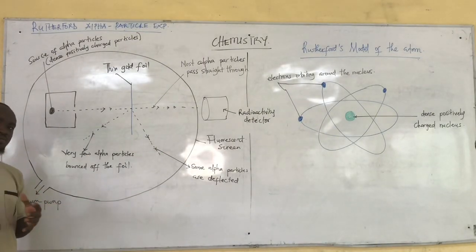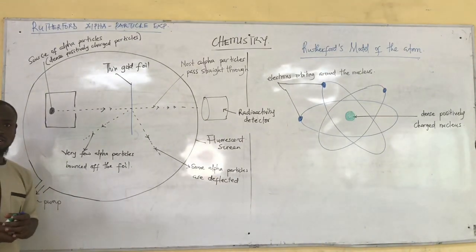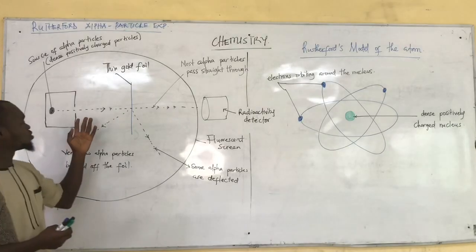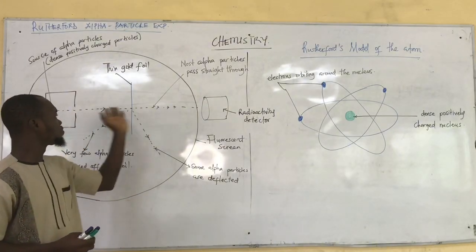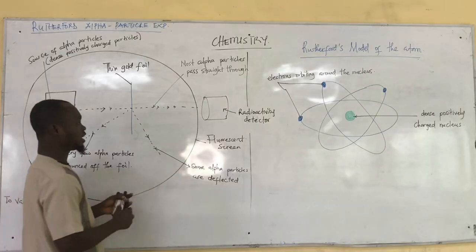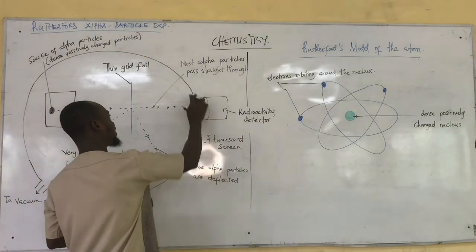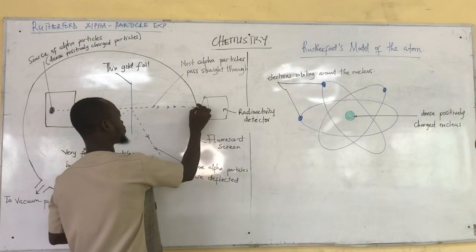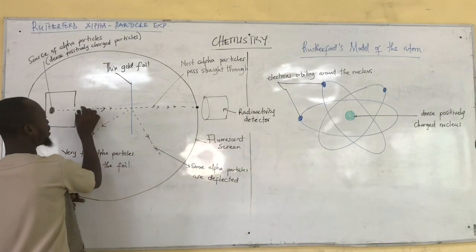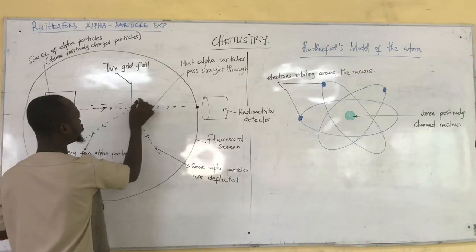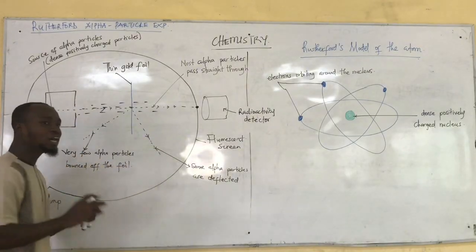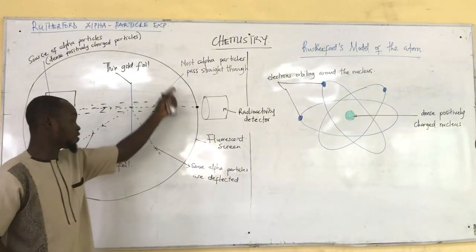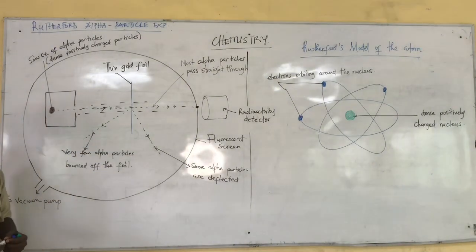To their surprise, these were some observations recorded from the setup. They could observe that most of the alpha particles were passing through the gold foil, and then were detected on the fluorescent screen detector here. On this spot here, most of the alpha particles were just moving through the gold foil without any deflection. Is that okay?